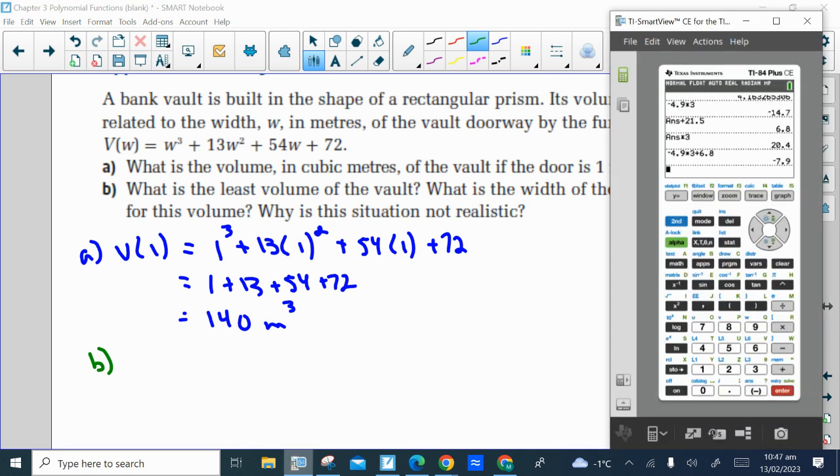If we look at the graph of this function in our calculator, so we can only have variable x in our calculator, even though the equation has variable w, it doesn't matter. So I've got x cubed plus 13x squared plus 54x plus 72. So I put that equation in there.